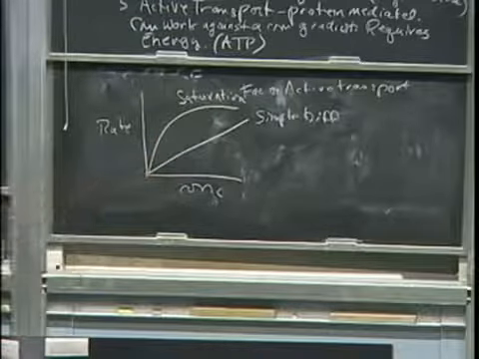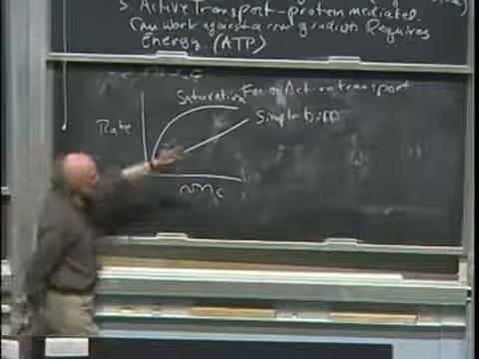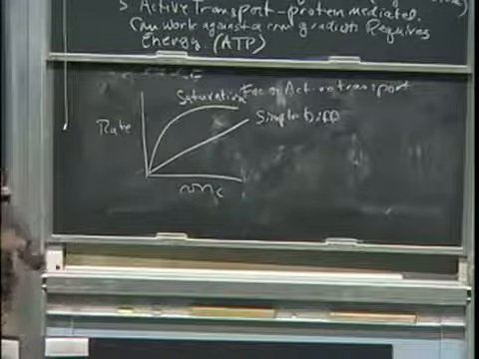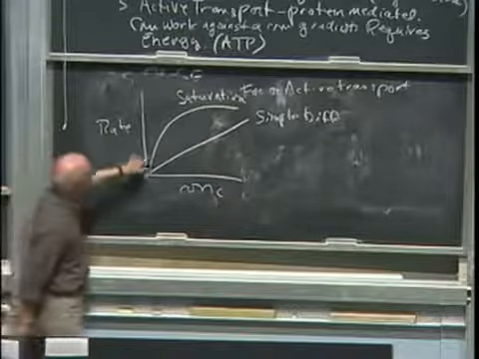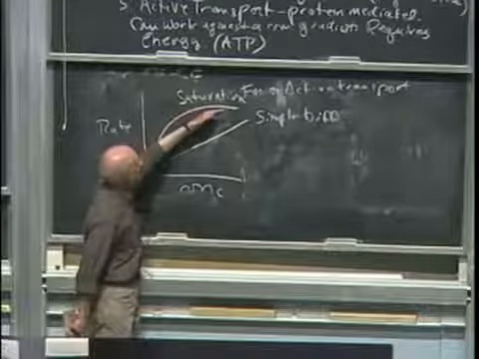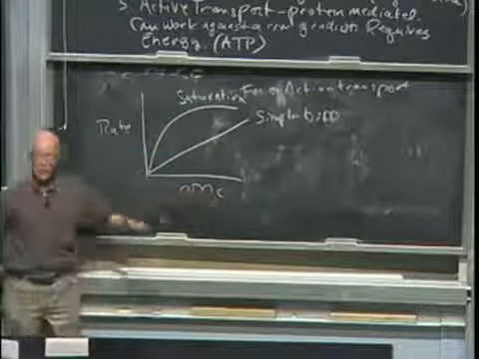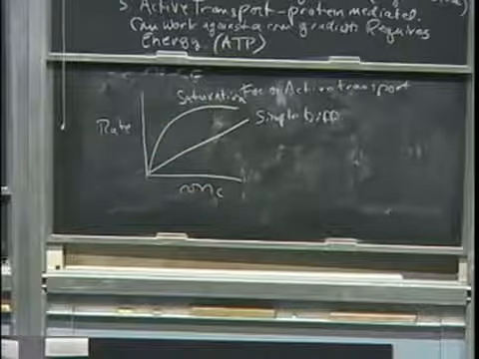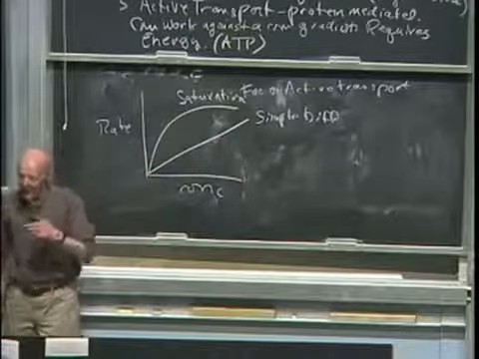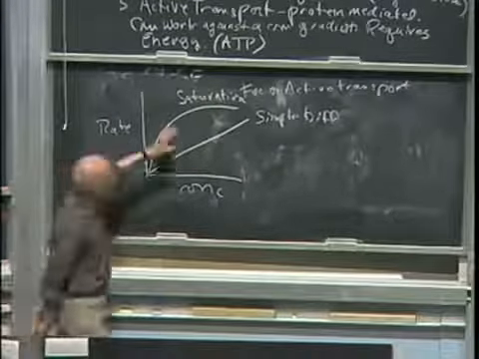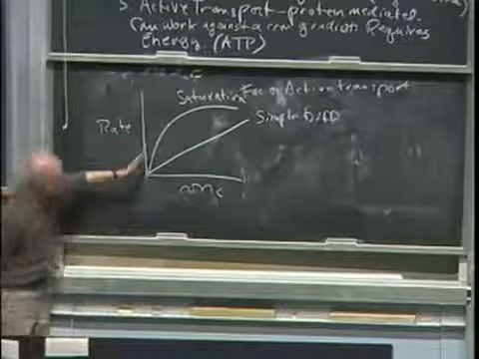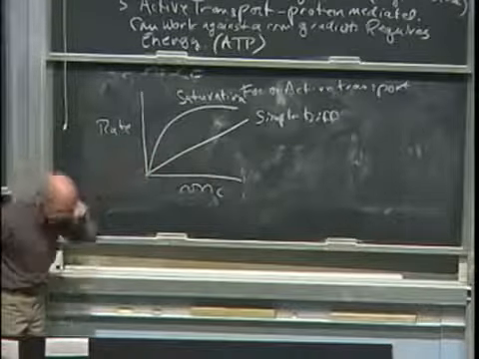Why is this? The number of protein molecules in a membrane are limited. You don't have an infinite supply. Down here, they're working very efficiently, and there are plenty of them. When you get up here, even though you increase the concentration of the molecule you're trying to transport, all of the proteins are occupied transporting things. So the rate cannot be increased above a certain level.